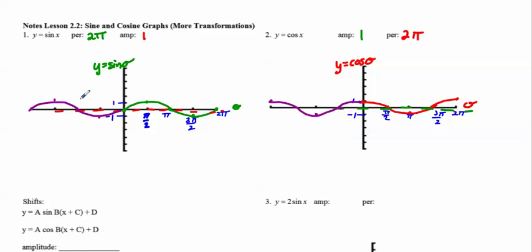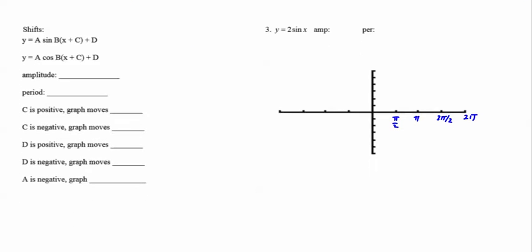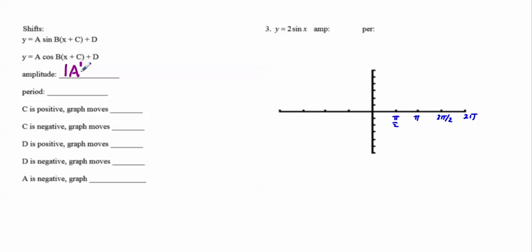Okay, down here we're going to talk about shifts and other transformations. So the amplitude is normally 1, but we can change the amplitude when we change the a value. The amplitude, though, is always positive, so we're going to say that the amplitude is the absolute value of a. The period of sine and cosine is usually 2 pi. But we can change the period when we change the b value, and so the period is 2 pi divided by the b value.